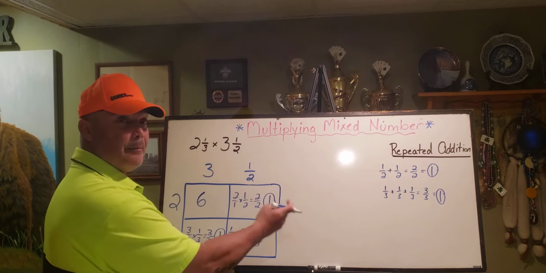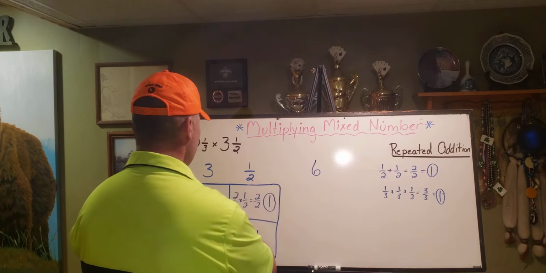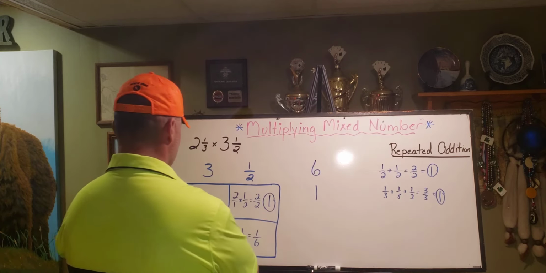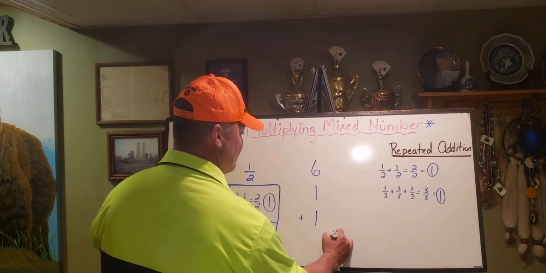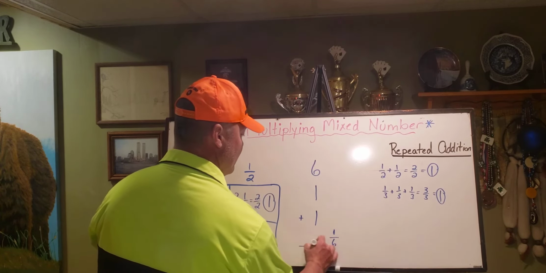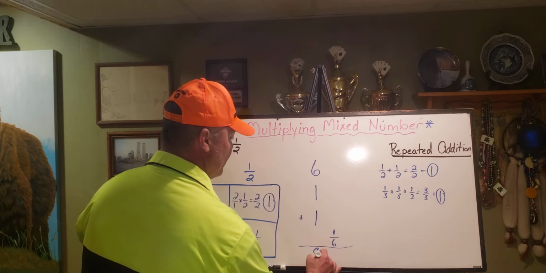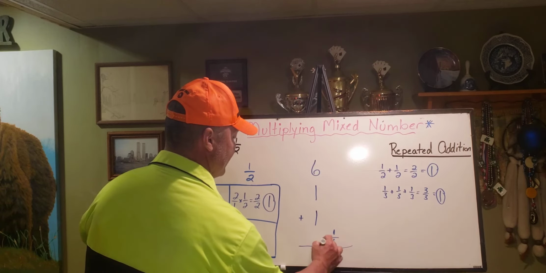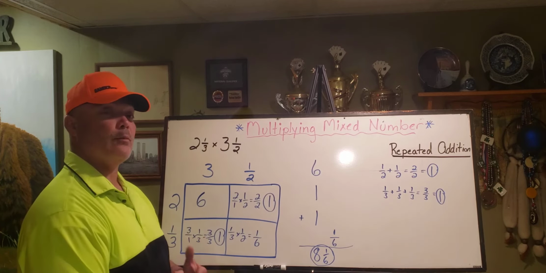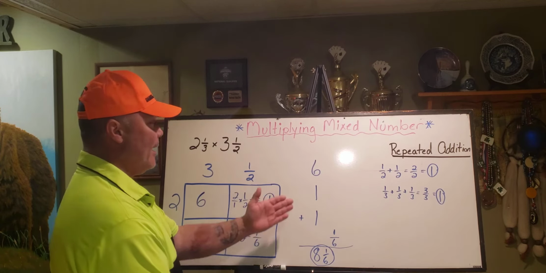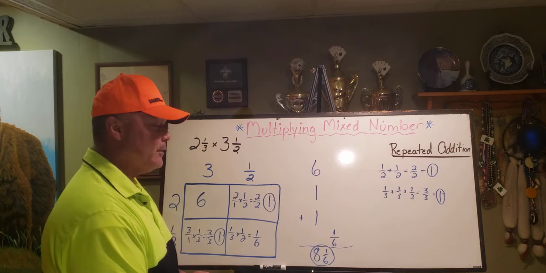So now I have to take all this and put it together. I like to do things vertically. So I have 6 plus 1 plus 1. And then I have 1/6. So that goes over here. And when I do my math, I have 6 plus 1 is 7, plus 1 is 8, plus my partial is 1/6. So I know when multiplying 2 1/3 times 3 1/2 using an area model, my answer is going to be 8 1/6. I can also use repeated addition when I'm multiplying my fractions.